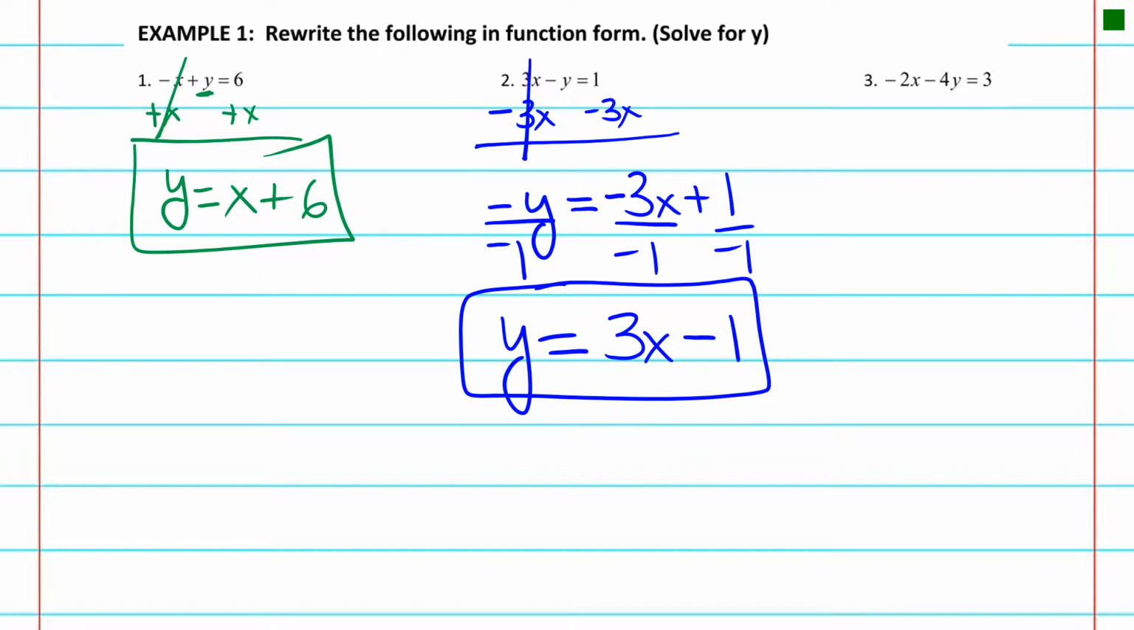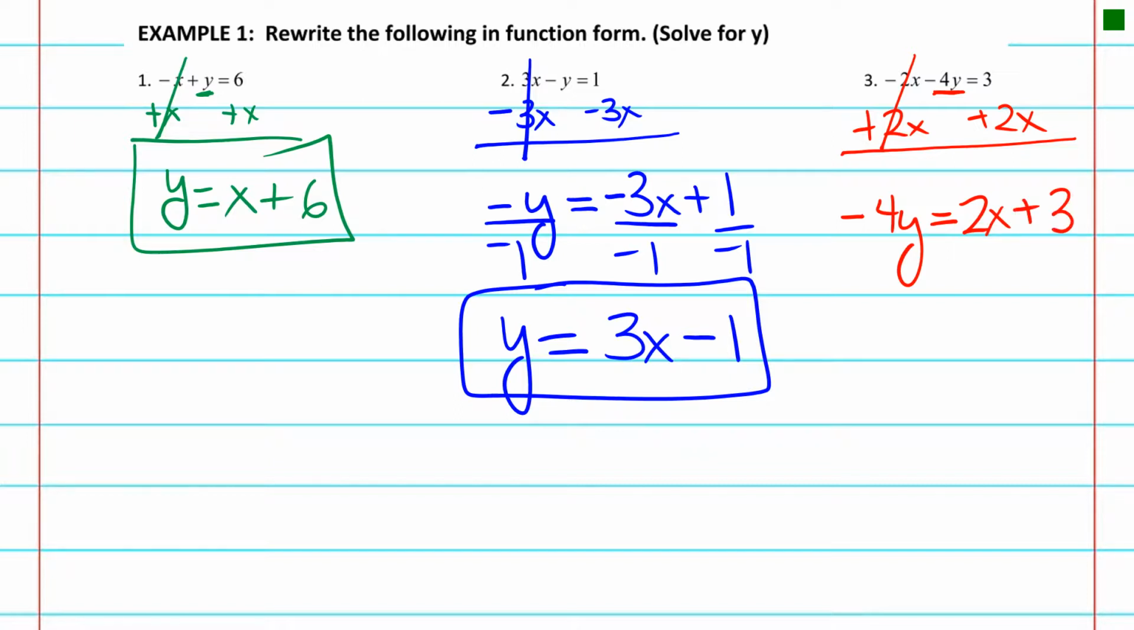Now let's take a look at number 3. I want to solve for y. So here's the y term, this negative 4y. I want to get that by itself. So I have to get rid of the minus 2x. So I'm going to add 2x to both sides. Be very careful. Did you write negative 4y? I hope so. Put equals. Now we want to put the x term first. So I'm going to put 2x and then plus 3.